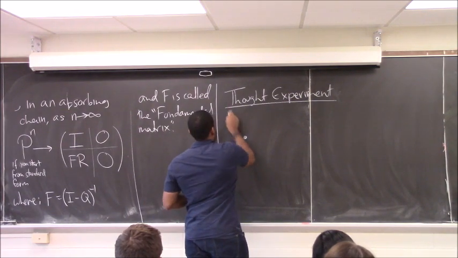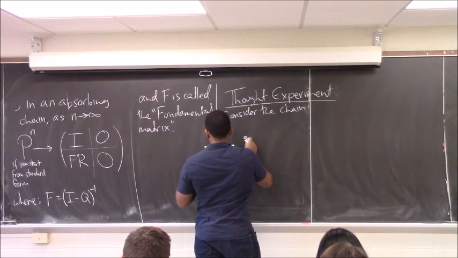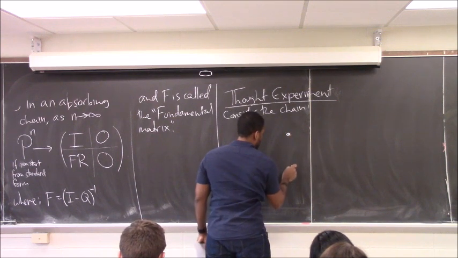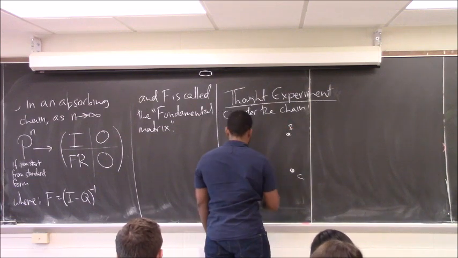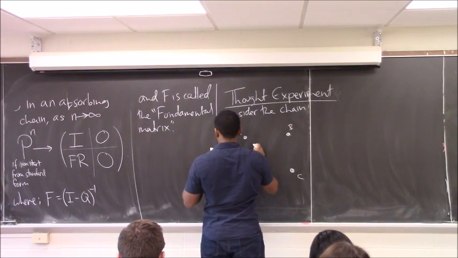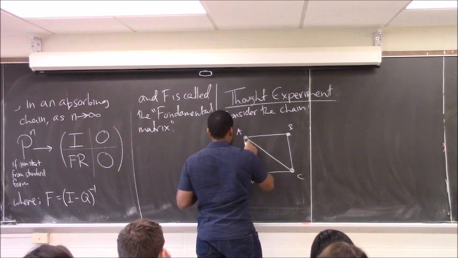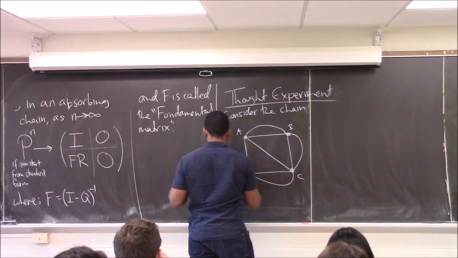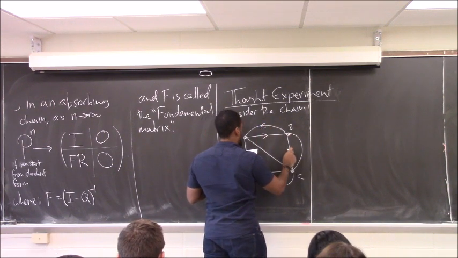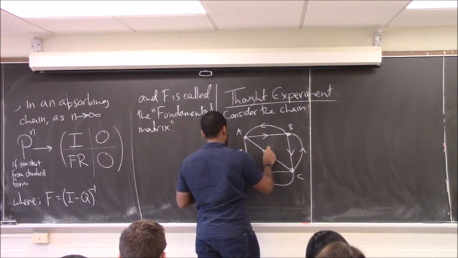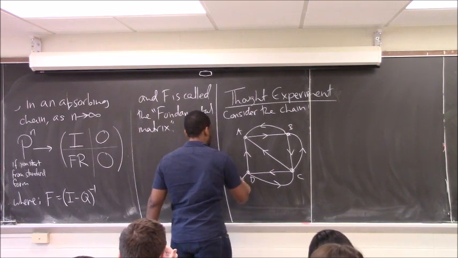So, consider this chain. A, B, C, D, E. Okay, A can go to B, B can go to A, B can go to C, C can go back to B, C can go to A, D can go to A, C can go to D, D can go to C, D goes into E.